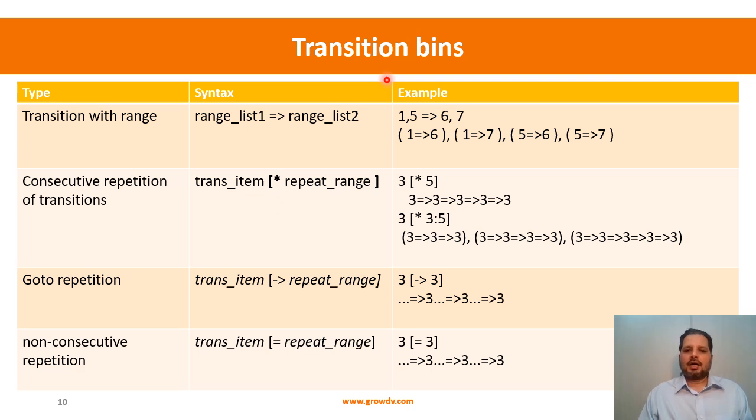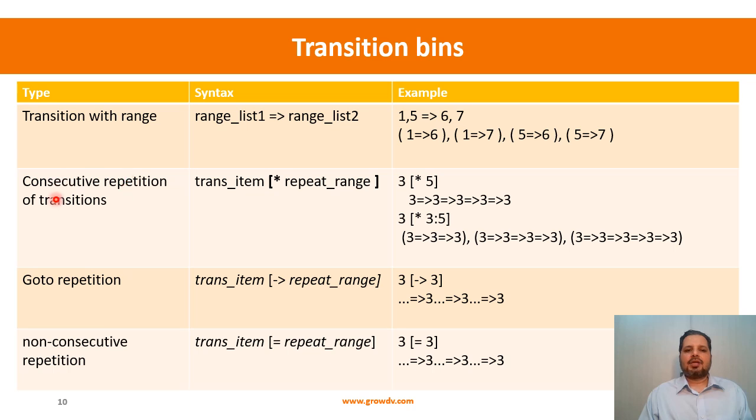Let's quickly formally define them. So we have 4 ways in which you can capture the transition bin. You have transition with range, and the syntax looks like you can define a range list 1, and then with the equal to and greater than sign, range list 2. So one example is I can specify 1, 5 with the transition of 6, 7. It will automatically create all other combinations. So it will result in 1 to 6, 1 to 7, 5 to 6, and 5 to 7 transitions. So you can define the range, and it will automatically result in all valid value combinations getting covered.